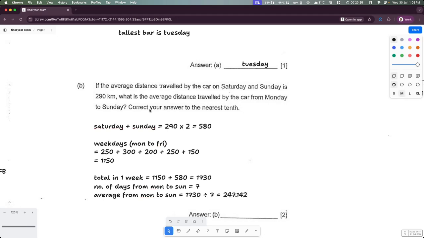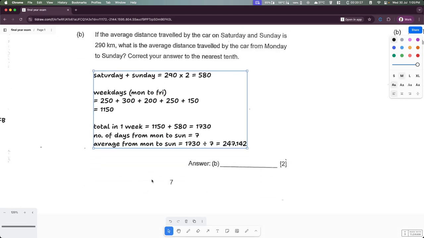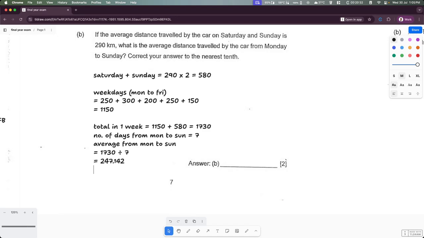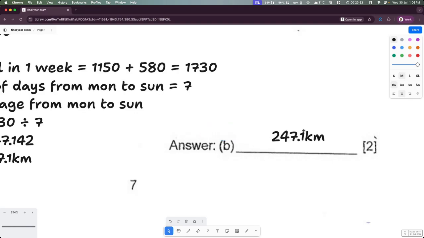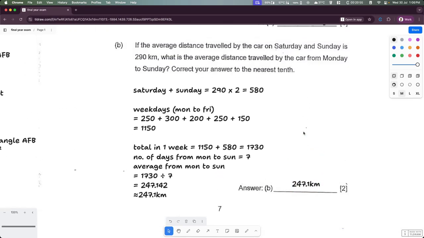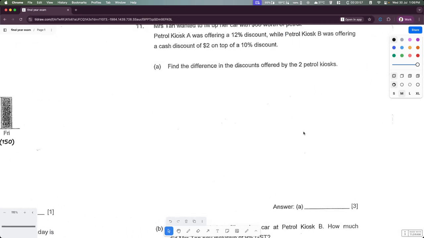247.142. So correct your answer to the nearest tenth, right? So the nearest tenth is not 4, it is 1 over here. So in this case, this will become 247.1 kilometers. So that's the answer. For question B, part B, 247.1 kilometers. All right, let's move on to the next question.